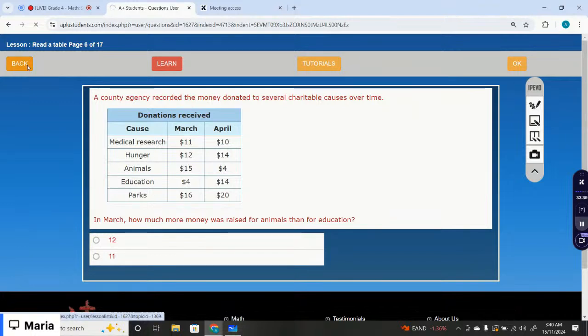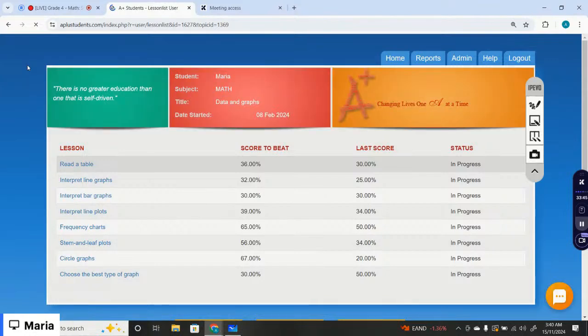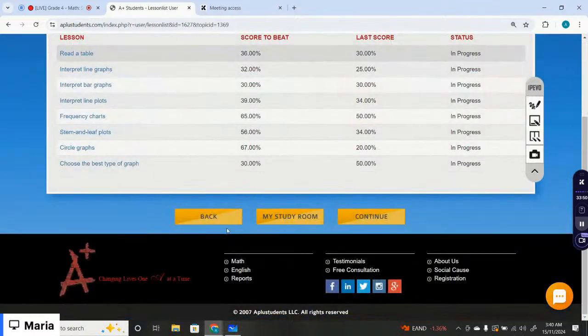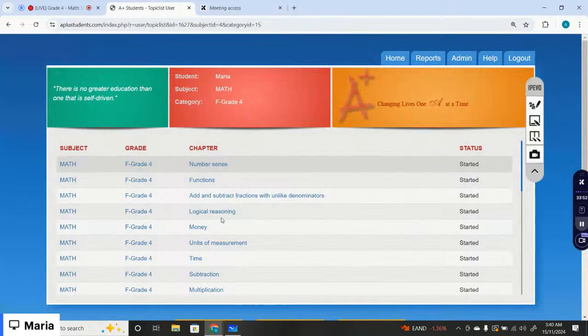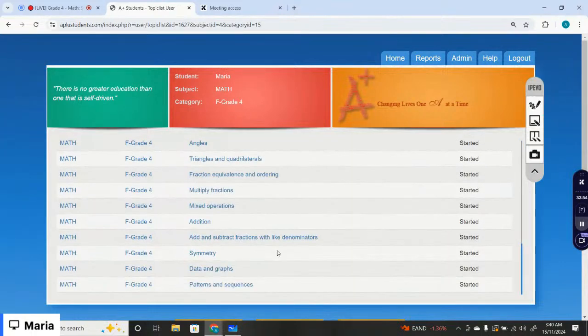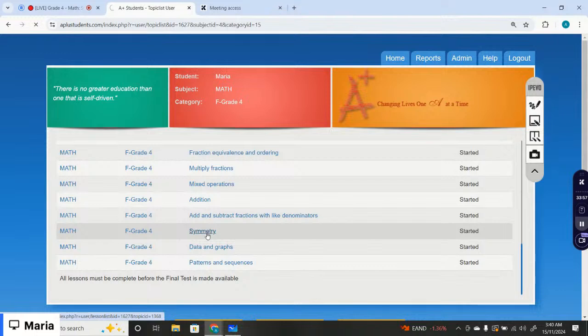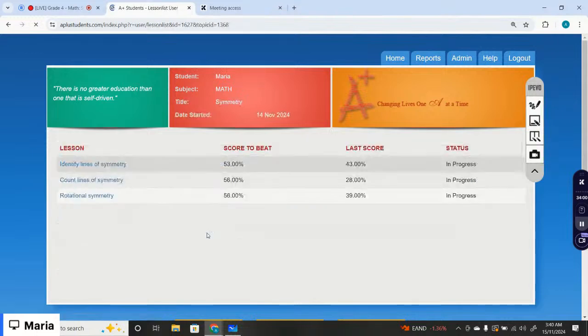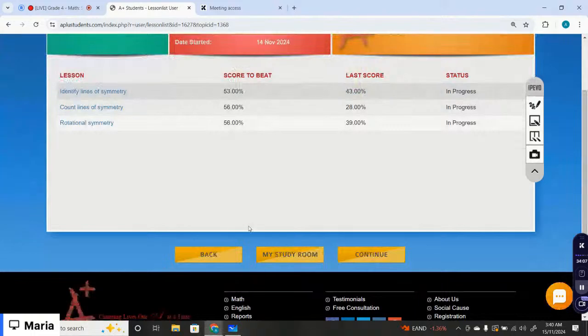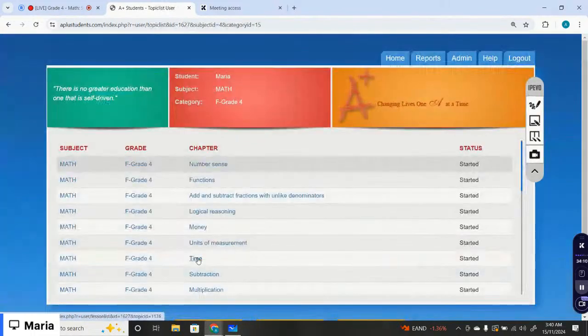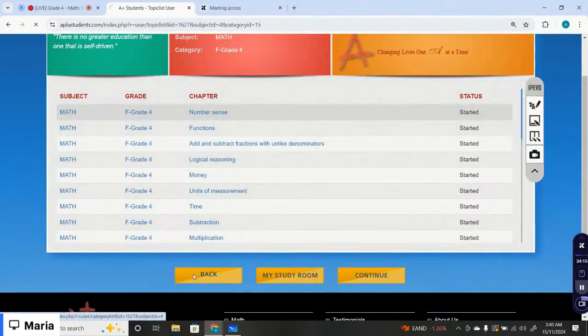So, we were working on grade 4 math. We have started with the chapter symmetry. The lessons we have covered from the chapter symmetry are, I think, identify symmetry. Then we did identify lines of symmetry. Then we did count lines of symmetry and then rotational symmetry. Then we have started the chapter data and graphs, right? We have just covered one lesson, that is read the table. Okay, you can complete the lesson by yourself later today.